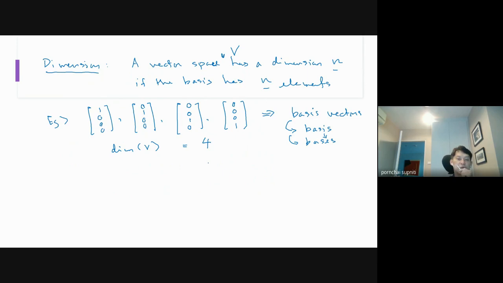So for this type of matrices, for the vector space that consists of all these vectors, it will be very, very easy to determine the dimension. Let me look at another example.